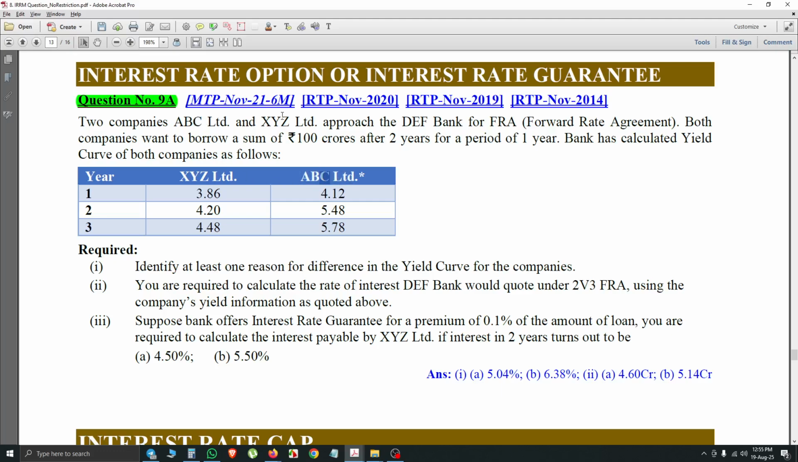So ABC is this, XYZ is this. For year 1, 3.86, 4.2, 4.46, 4.12, 4.48, 4.78. Identify at least one reason for difference in the yield curve for the companies.